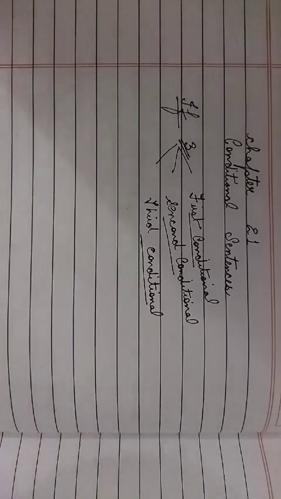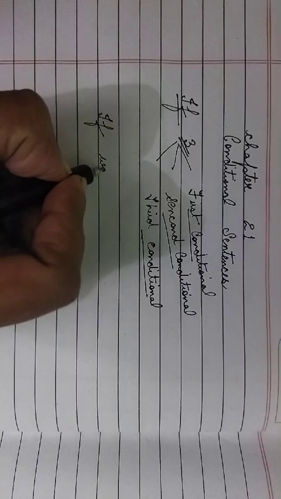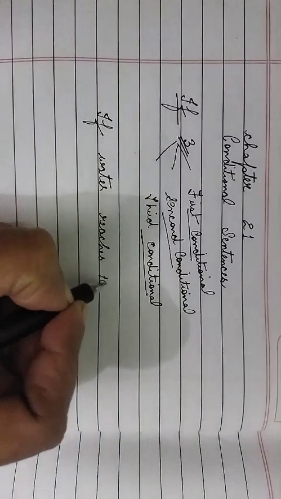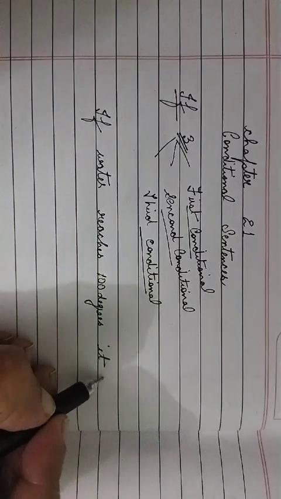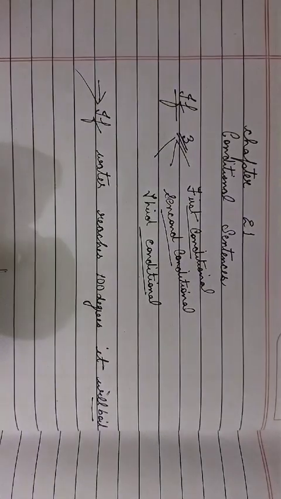Like, we'll take an easy example. If water reaches 100 degrees, it will boil. Okay, this is an easy example. If water reaches 100 degrees, it will boil. This is the known factor and this is the consequence.